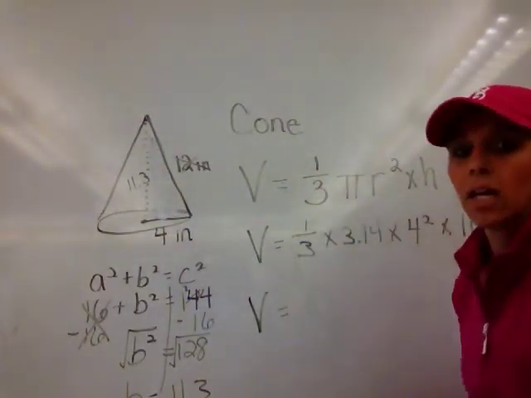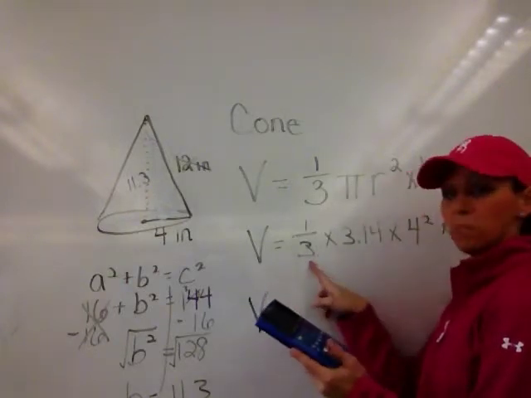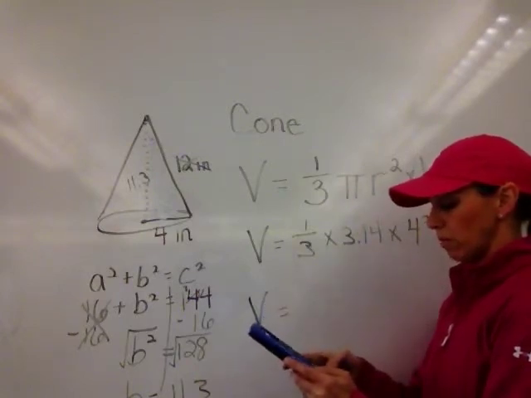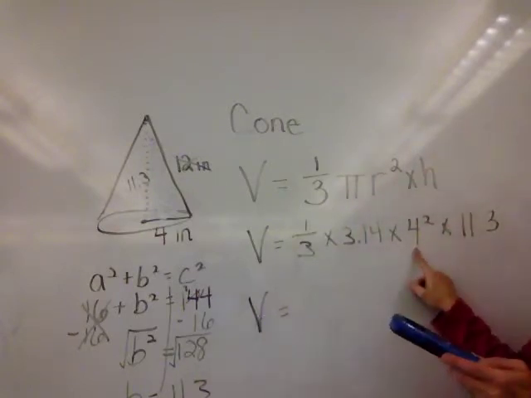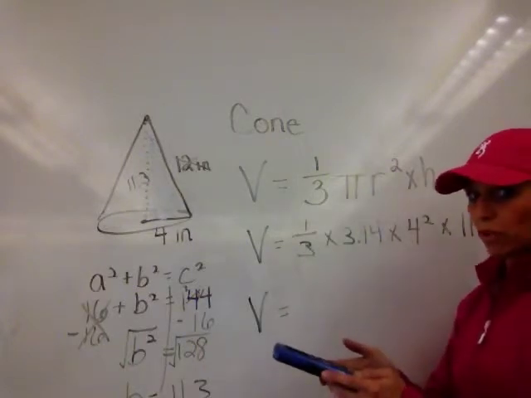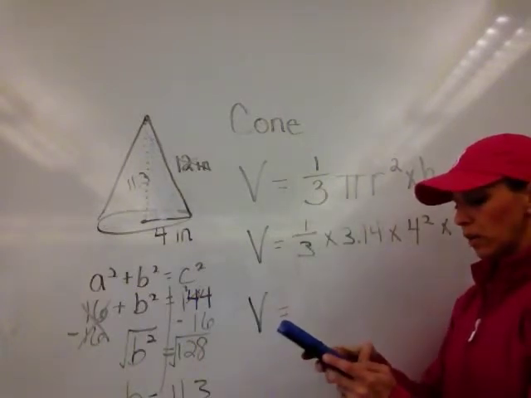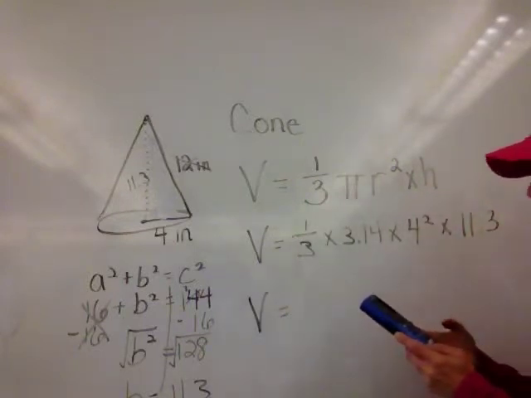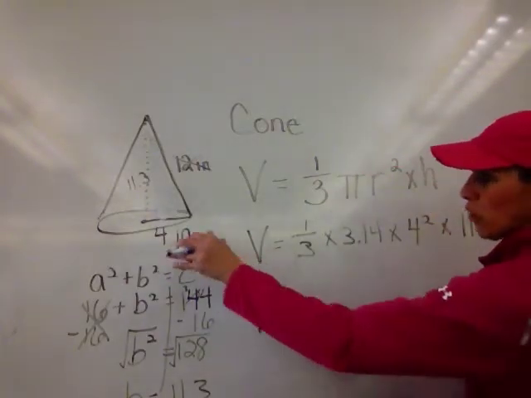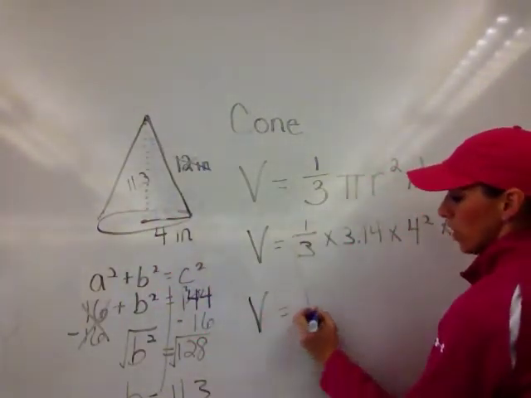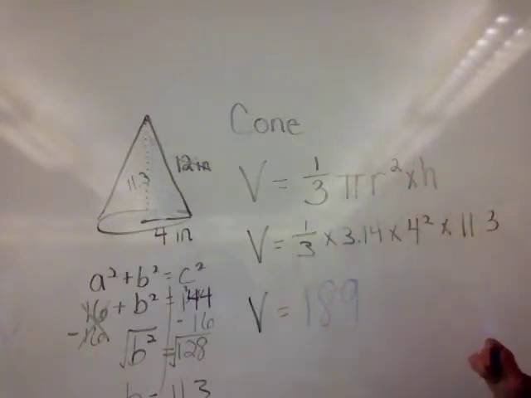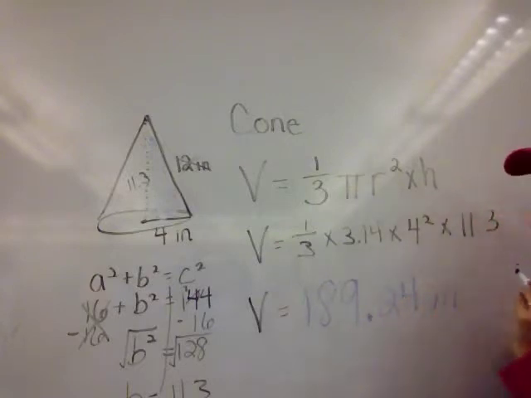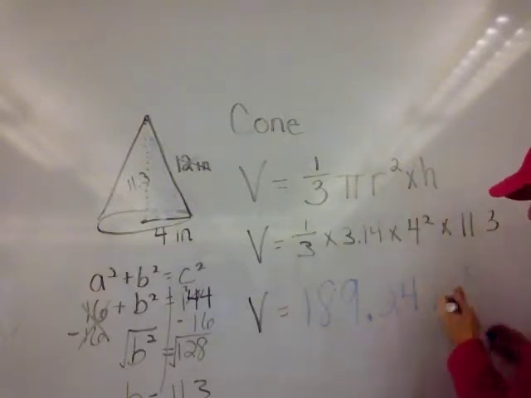Okay, when I plug those numbers in my calculator, remember this just means 1 divided by 3, and then times 3.14 times 4. I can either do 4 times 4 there, or 4 caret squared times the height, which is 11.3, and I get my final answer. The volume, or the space inside of this cone, is 189.24 inches, and since we're dealing with volume, it is cubed.